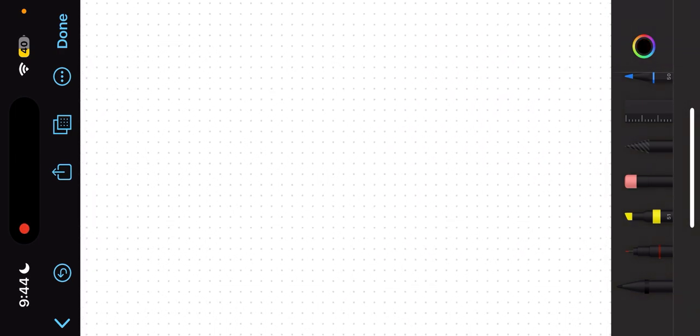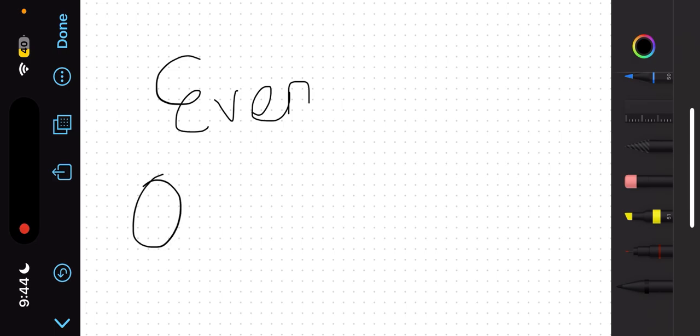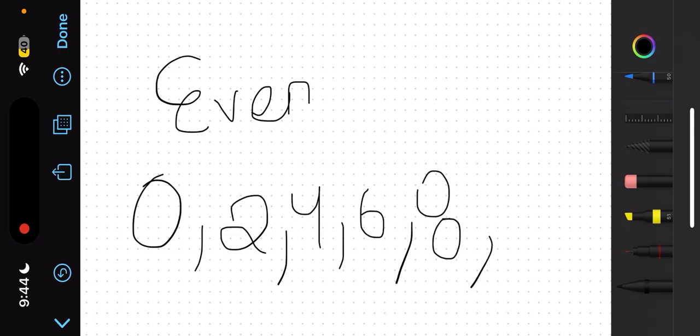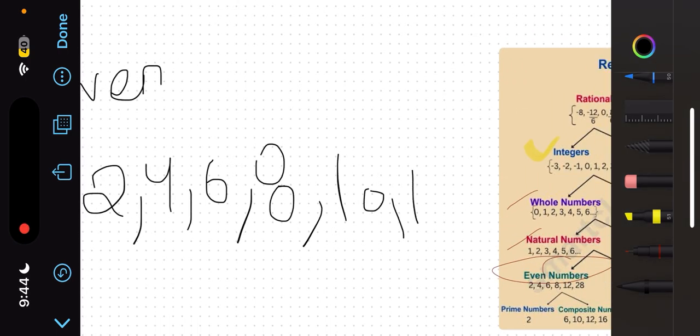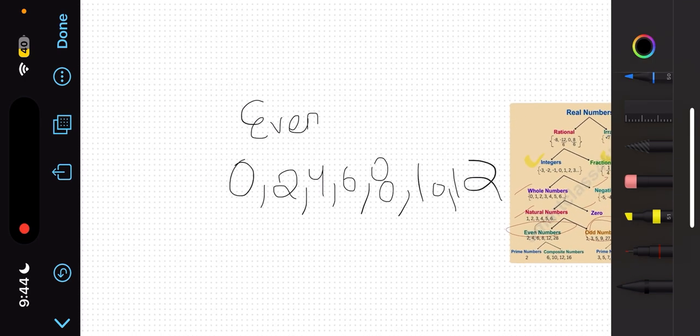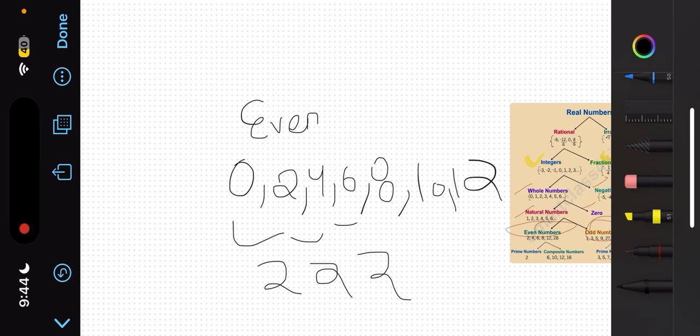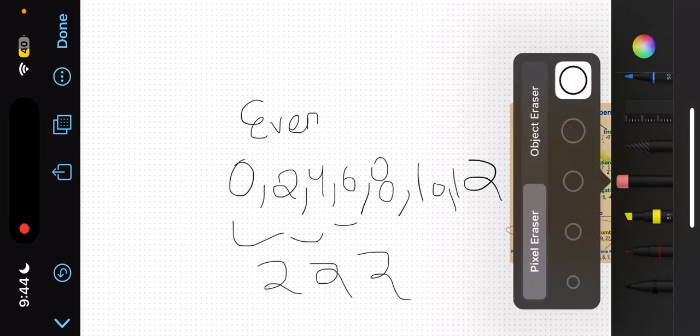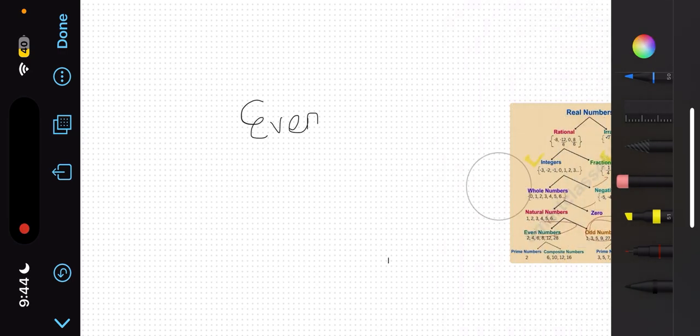Even numbers are numbers that end with a factorization of 2. For example, 0, 2, 4, 6, 8, 10, 12, and it goes on after taking a gap of 2. In simple words, here 2, here 2, here 2. Numbers that are divisible by 2 are called even numbers.